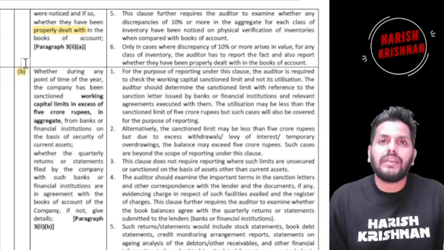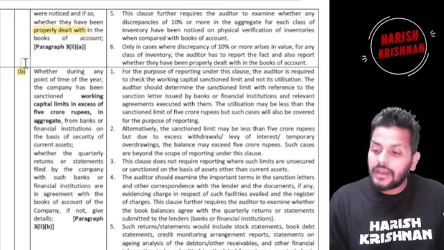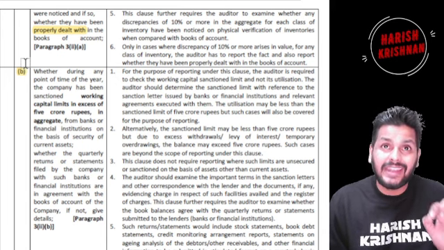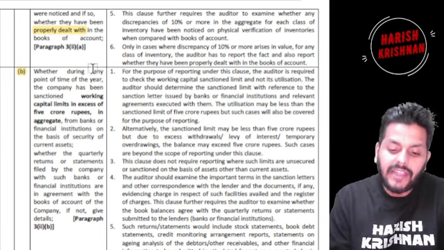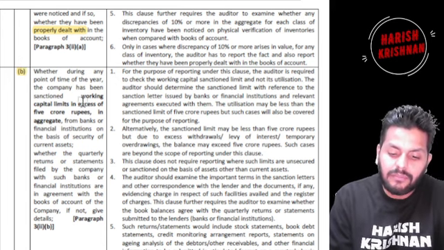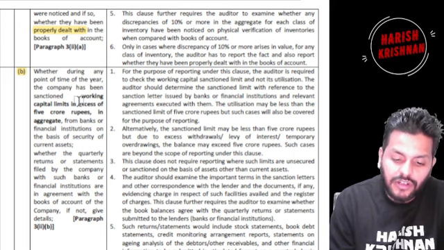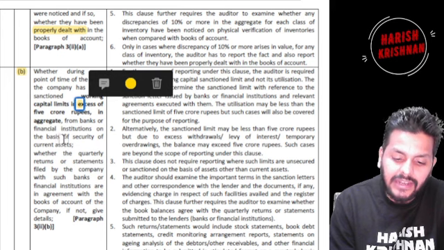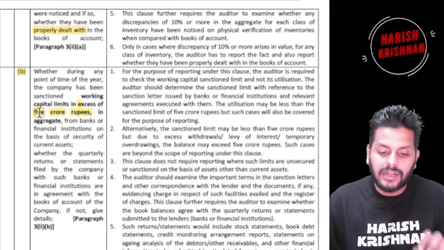And if you give stock as the security to a bank to raise money, there is a limit specified in excess of 5 crores. So the new point is whether, at any point of time during the year, the company has been sanctioned working capital limits in excess of 5 crores rupees. Very clearly mentioned.